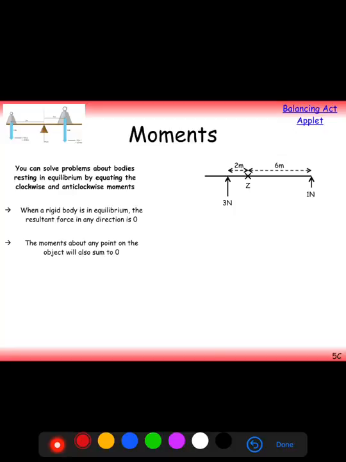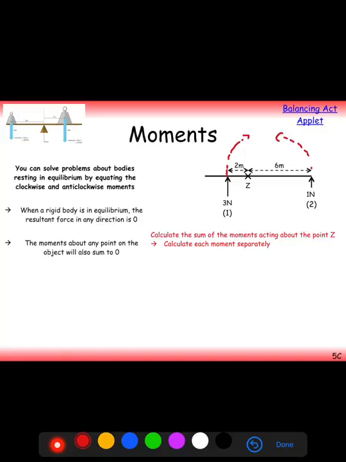Let's check another question. Again, in here we have two forces. If I want to find the sum of the moment acting about the point z, I start with the first force again, which is 3 Newton, and it will be acting in a clockwise direction with respect to z, while the second one, which is 1 Newton, will be acting in an anti-clockwise direction with respect to z. Let's calculate each moment separately.